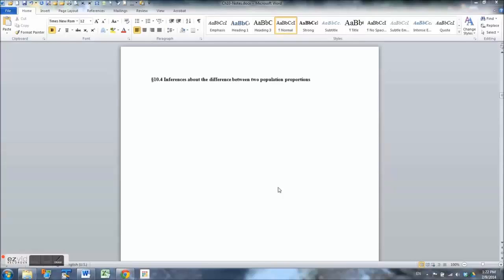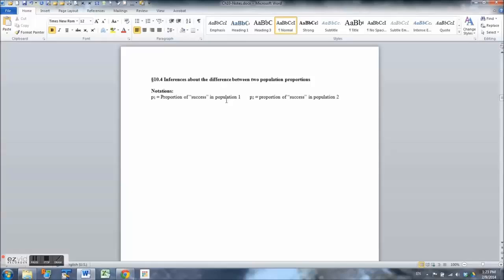This is section 4 of chapter 10, inferences and hypothesis testing about two population proportions. So now we have binary data, two columns of binary data. Let's start with some notations.